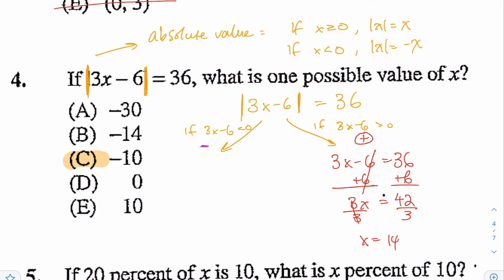That means you have to try the other case, which is the negative case. Now, if 3x minus 6 is negative, that means that you have to negate this entire expression inside the absolute value, and that will give you positive 36. You can either divide both sides by -1, because it's an equal sign, or the preferred way is actually to distribute this -1.